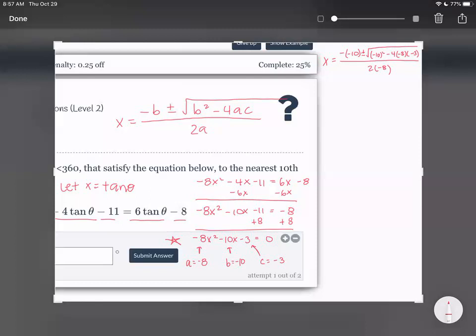Okay, so we're gonna just churn out the answer from this equation. Let's do that. X equals, so a negative 10 will be a positive 10. Then we have plus or minus the square root of negative 10 squared is 100 minus 4 times negative 8 times negative 3. So I'm going to keep the minus there, and I'm going to do positive 4 times negative 8 times negative 3. What would that be? So 4 times negative 8 times negative 3, that's going to be 96.